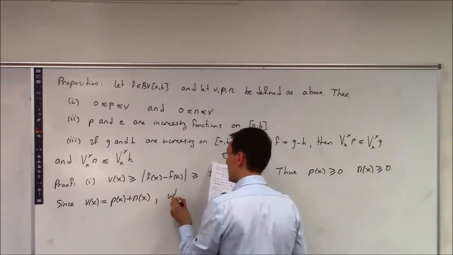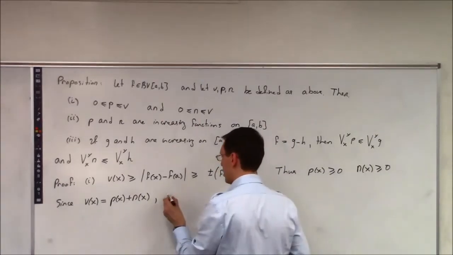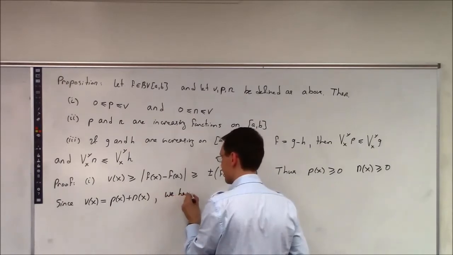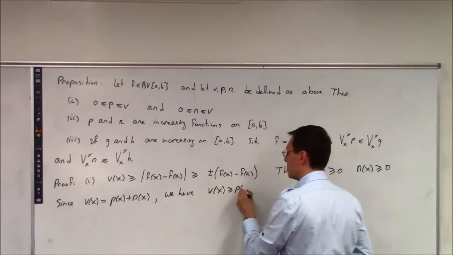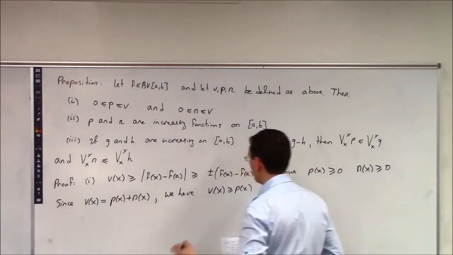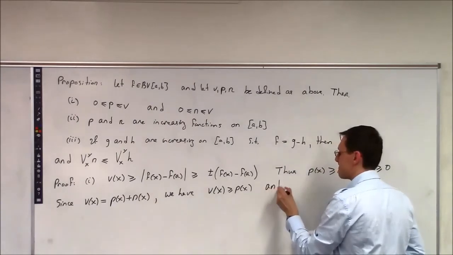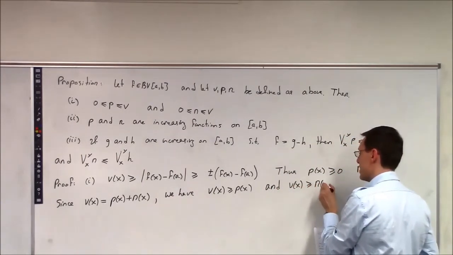We have V of x bigger than or equal to p of x, because I drop this term. It's non-negative, I just decrease it, right? And V of x bigger than or equal to n of x.